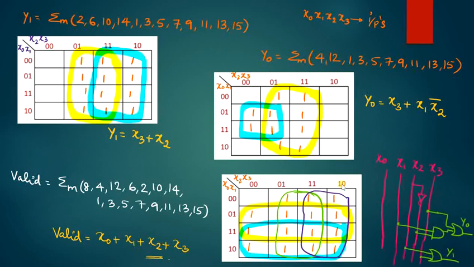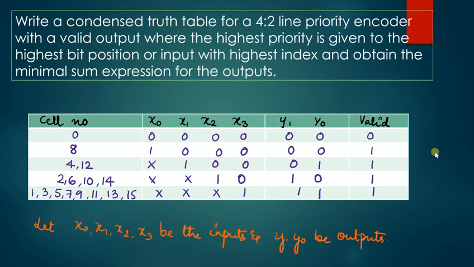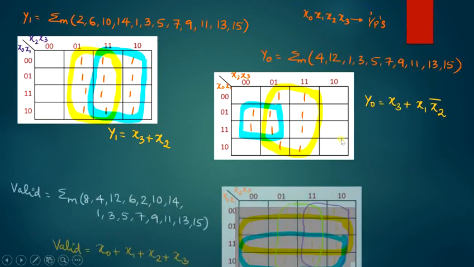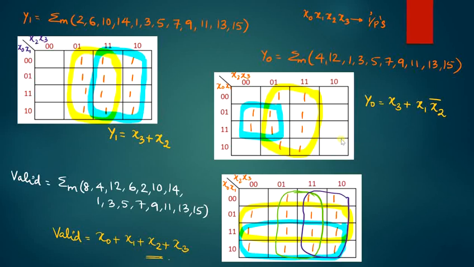So moving on, I have drawn a logic diagram here. This was not asked in the question basically, but sometimes if they ask you to draw the logic diagram also, because this question clearly was mentioned to obtain the minimal sum expression for the outputs, that is y1, y0 and validity. But in case they ask you to draw the logic diagram also, that is why I have drawn it.